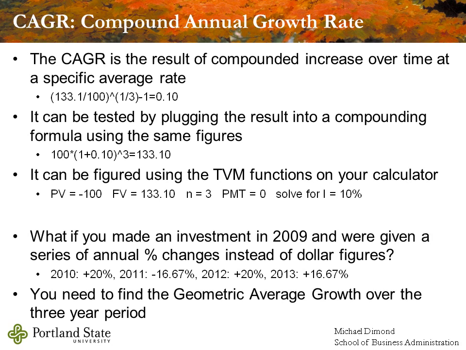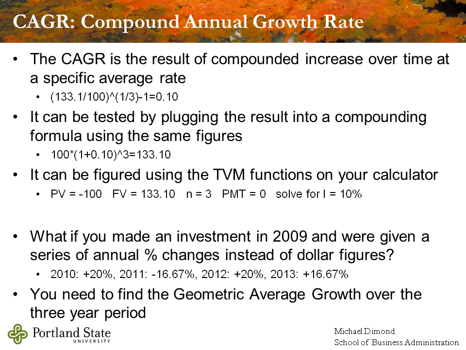And I can test that by plugging the result back into a compounding formula. I'm going to use all of the figures that I know and make sure I wind up at the right end point. I should end up with $133.10 if I use that 10% in a compounding formula. $100 times 1 plus my 10% raised to the 3rd power. So I'm going to take my 1 plus my growth rate, which is 10%, that's 1.1, raise that to the 3rd power, and then I'm going to multiply that by 100, and I get $133.10. I wind up in the right end point, so I know I've done the computation correctly.